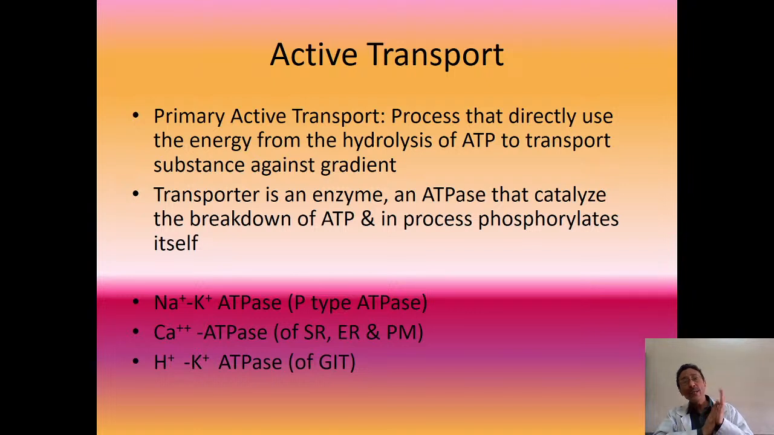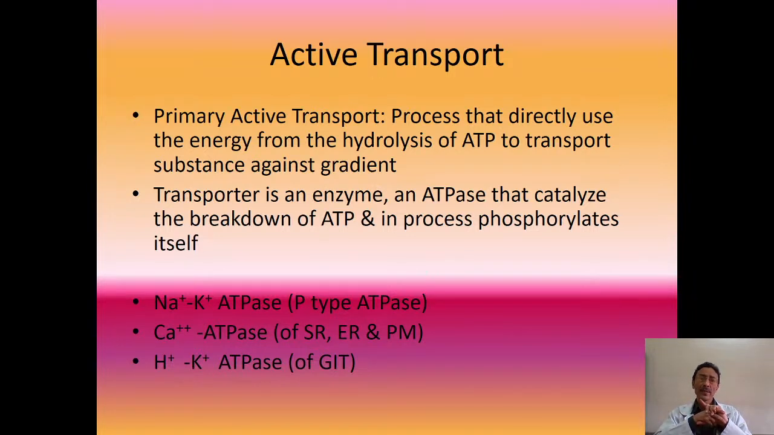Now let us see how many types of active transports there are. There are basically two types of active transport. One is primary active transport and the second one is secondary active transport. Primary active transport is a process that directly uses the energy from the hydrolysis of ATP, and this energy is used to transport substances against the concentration gradient.